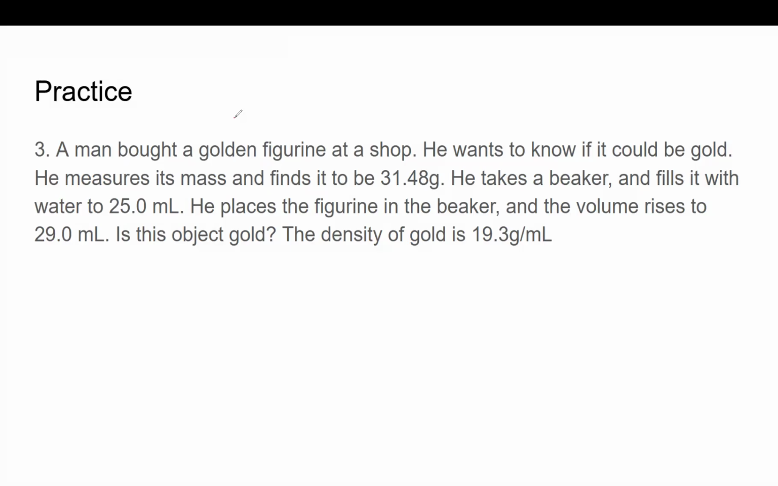So we have a man and he bought a golden figurine at a shop. He wants to know if it could actually be gold, because this is what happens. Archaeologists find something that's gold in color. They don't want to destroy it, but they want to determine what material it's made out of. And each element has a specific density. So you could find the density and then determine what the object is made out of. So this man got a golden figurine. He wants to know if it could be gold.